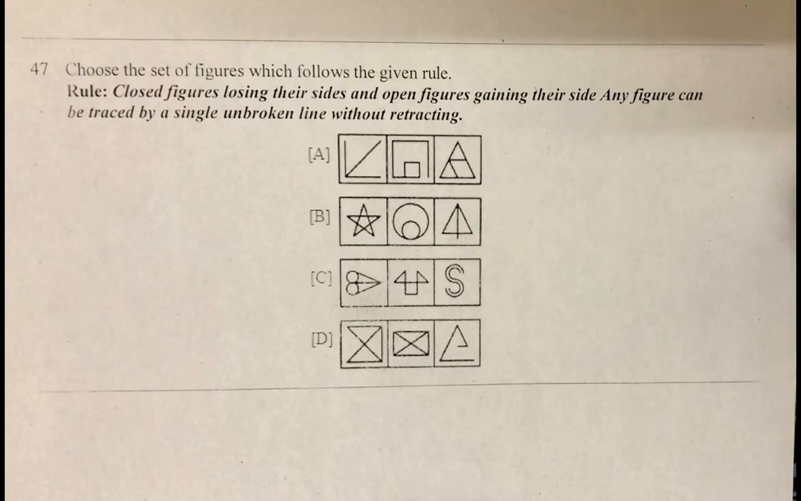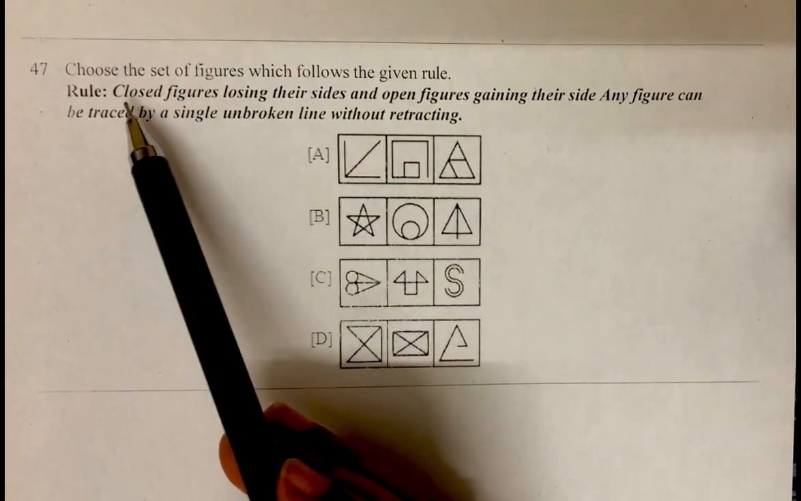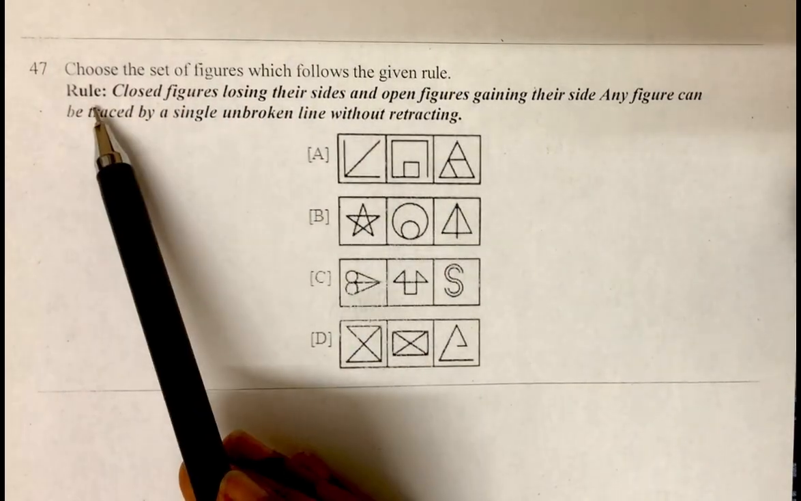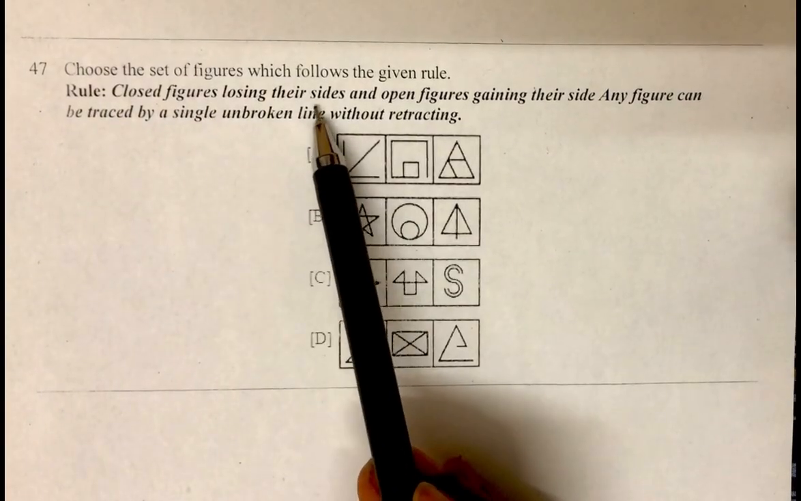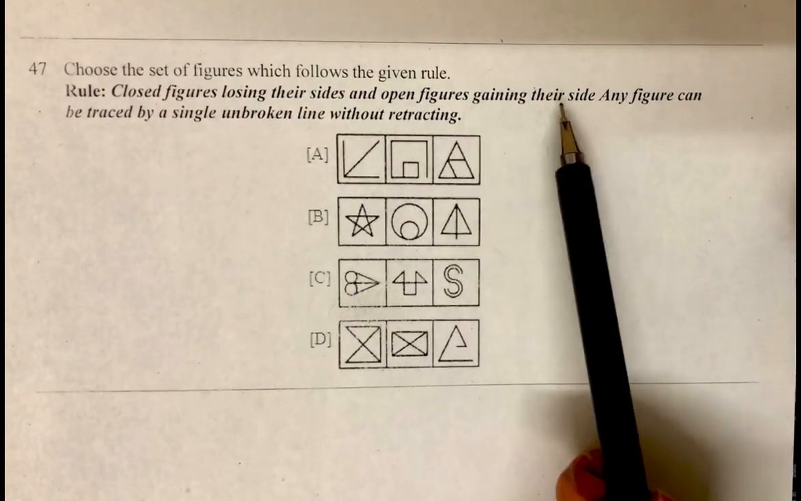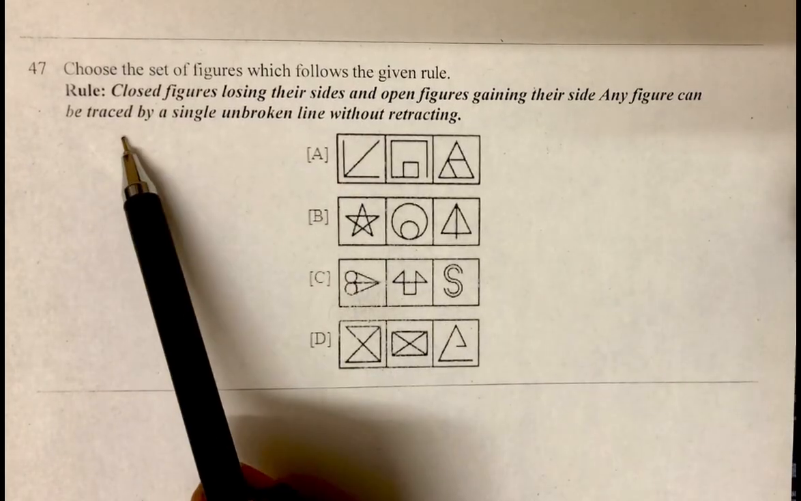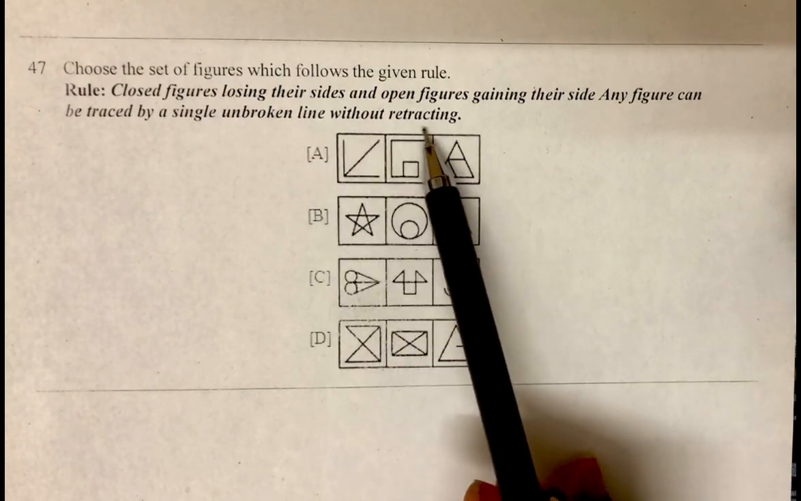Now look at question number 47. Choose the set of figures which follows the given rule. What is the rule? Closed figures losing their sides and open figures gaining their side. Any figure can be traced by a single unbroken line without retracing.